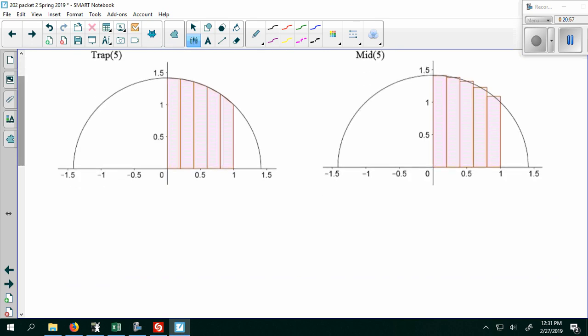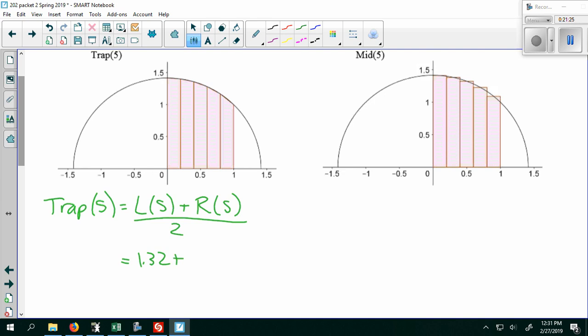Okay, so for trap, I could draw 5 trapezoids, but instead I am going to average left and right. So trap 5 is left 5 plus right 5 over 2. And I just calculated these two. Left 5 was 1.32. Right 5 is 1.24. Average them, and we should get about 1.28.